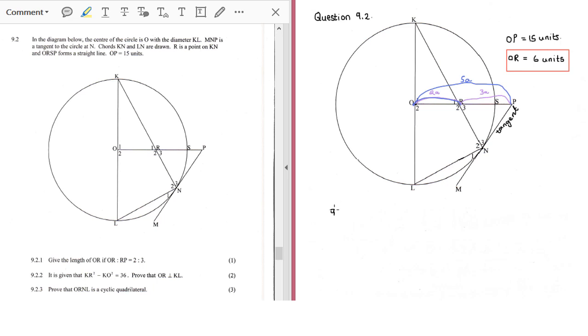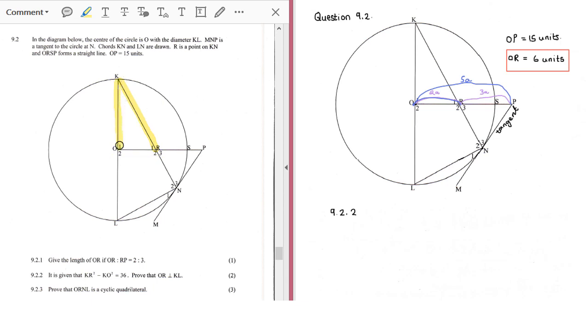Question 9.2.2 says, if it is given that KR squared minus KO squared is equal to 36, prove that OR is perpendicular to this diameter KL. In other words, we need to prove that we have a 90-degree angle over there. Now let's find these two lengths. KR is this length over here, and KO is this length over here.